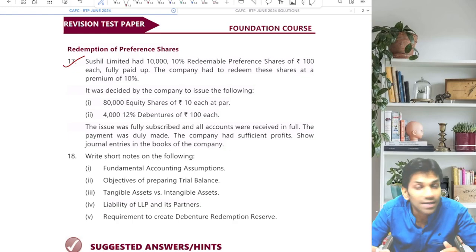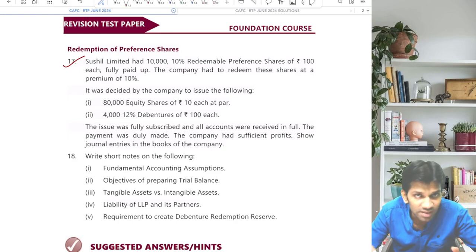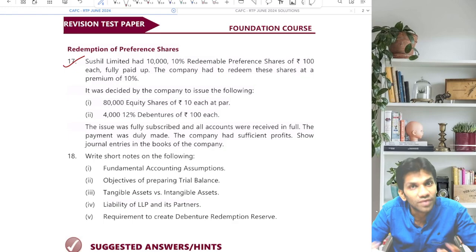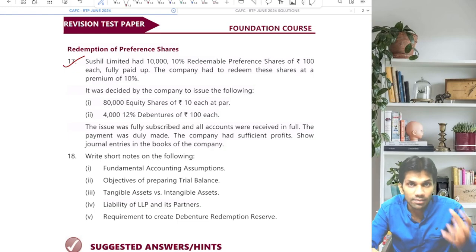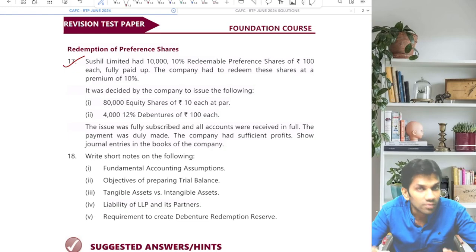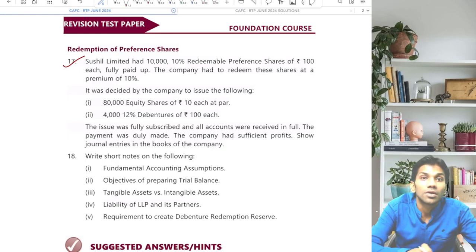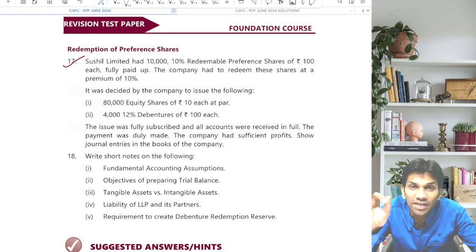Now, who will decide that? The question will decide what to be done. If the question is silent, then redemption is done out of free reserves. But if the question says that a certain fresh issue of shares has to be done and the balance redeemed out of reserves, then we have to act accordingly. And one more thing: whenever a fresh issue is given, remember that only a fresh issue of equity shares needs to be considered. If the company issued debentures, the proceeds received from the issue of debentures cannot be utilized to redeem the preference shares. I repeat, only a fresh issue of equity shares is allowed to redeem the preference shares. Mark this point, very important.